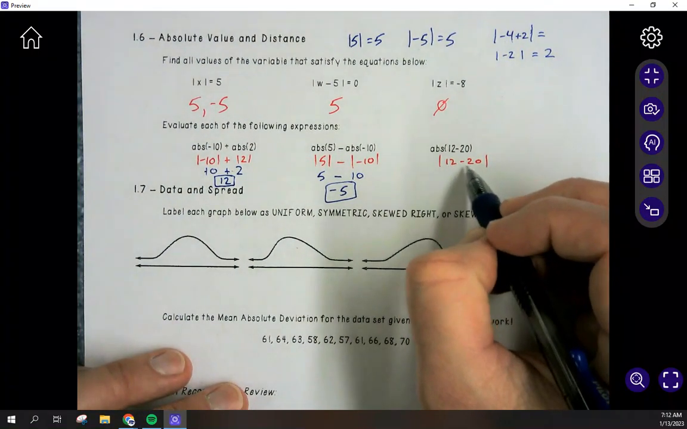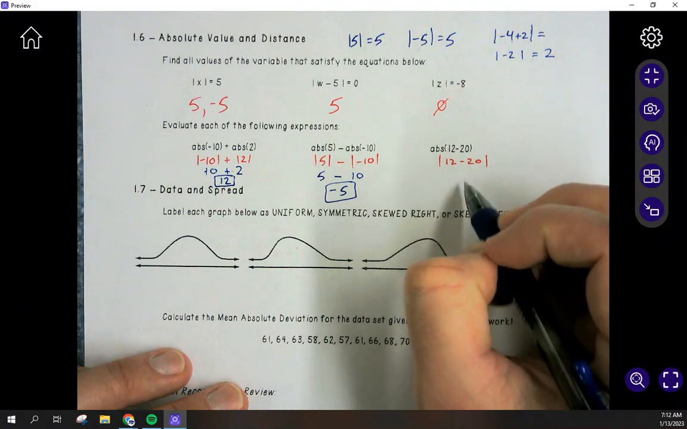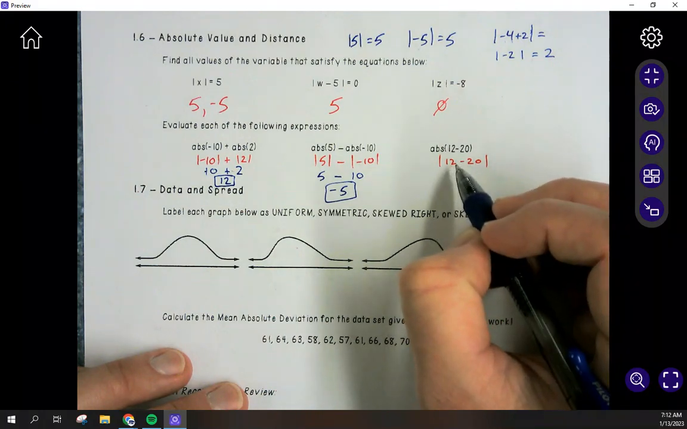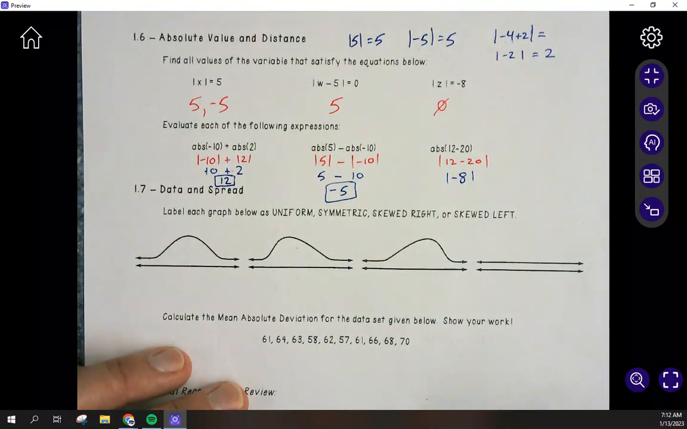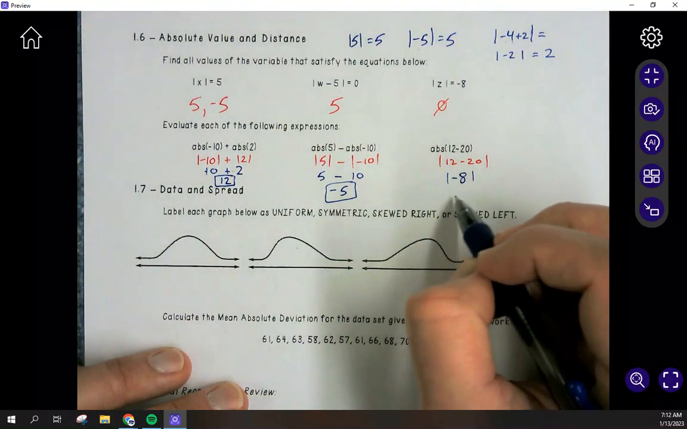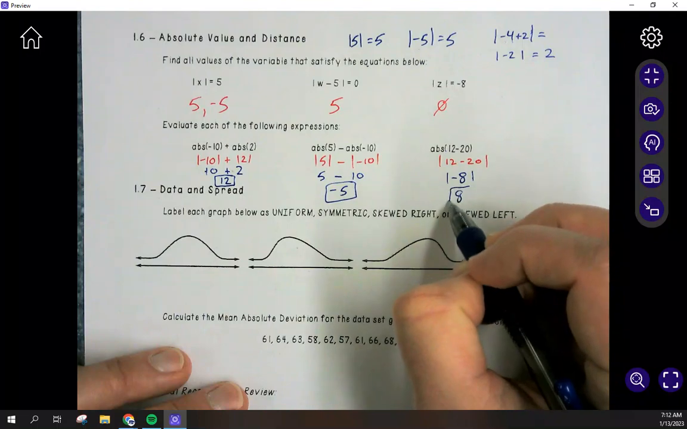All right, and now this is one of those examples where we actually have to do the work first. We can't just make this positive. So 12 minus 20 is negative 8, still inside the absolute value. And now we take the absolute value of negative 8, and that's positive 8.